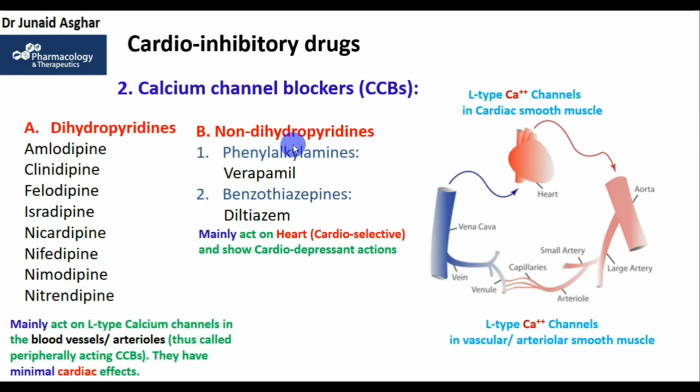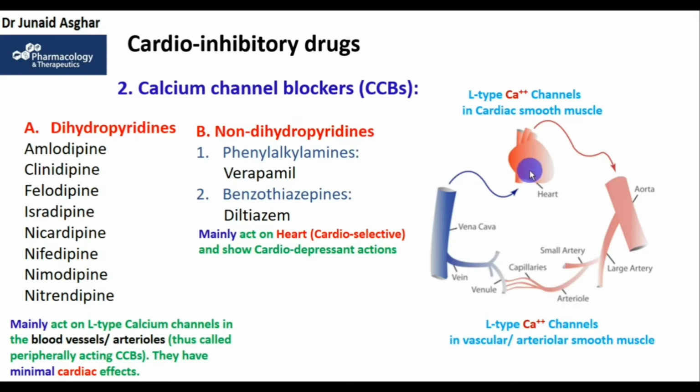The non-dihydropyridines, including verapamil and diltiazem, predominantly act on the heart and therefore are called cardioselective drugs. They mainly block the L-type calcium channels in cardiac muscle, whereas dihydropyridines have more vascular selectivity, and therefore these drugs predominantly act on the vascular system rather than the heart, or they predominantly block the vascular or arteriolar L-type calcium channels.